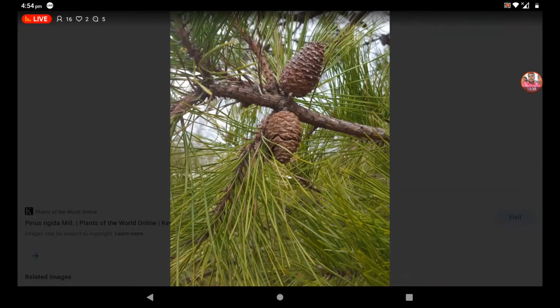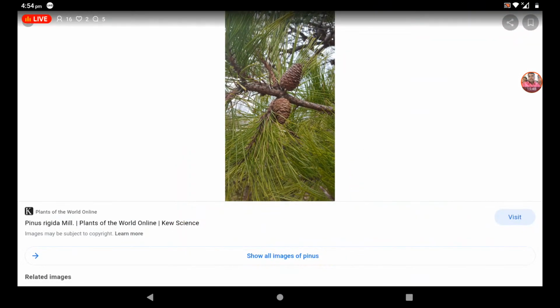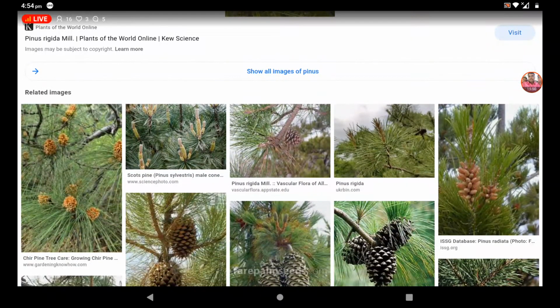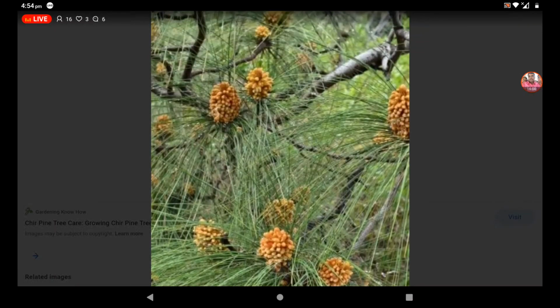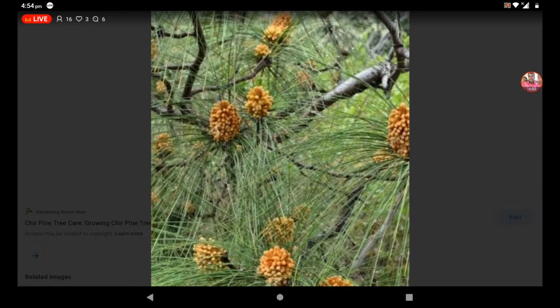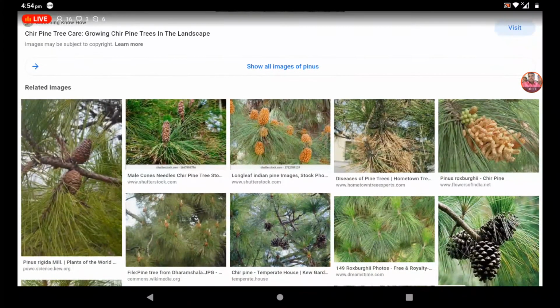See the branch, which can bear male cones and female cones separately. Male and female cones are not found on a single branch but on a single plant, on separate branches. Male branch is separate, female branch is separate. Both are identified in a single plant, so this is called monoecious condition.